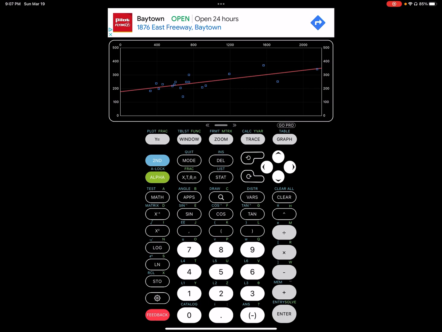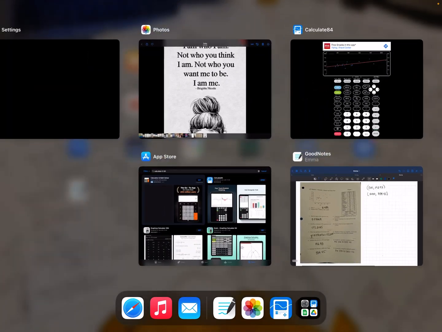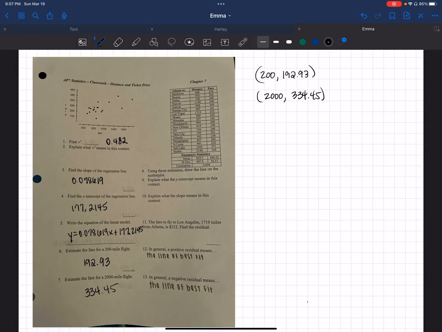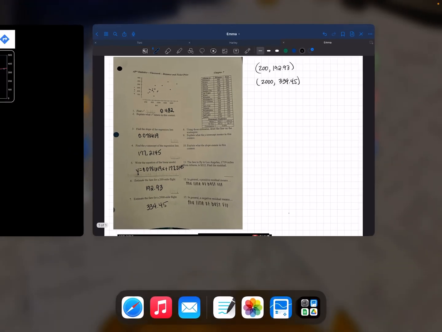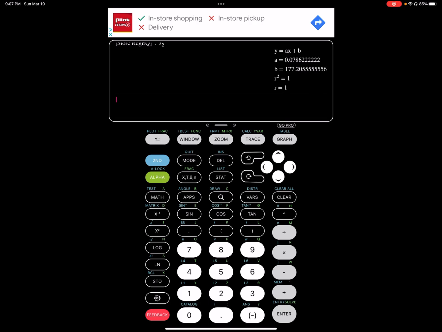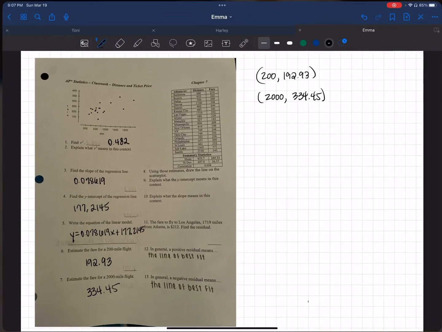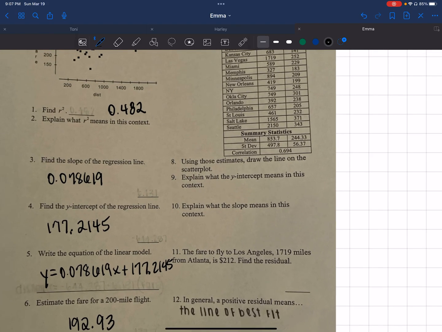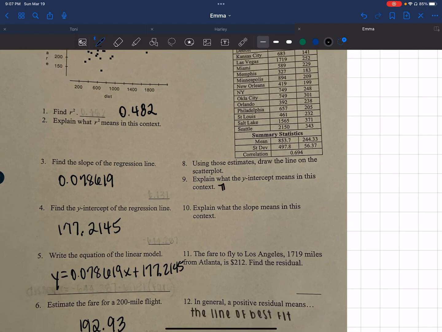It says using those estimates, draw the line on the scatter plot. We did that. It says explain what the y-intercept means in this context. Well, the y-intercept here is telling me, the y's are the fare, and so the y-intercept is when I go 0 miles, they would still charge me that much money. What did they say that equation was? $177.20. Okay, that's what that B is.